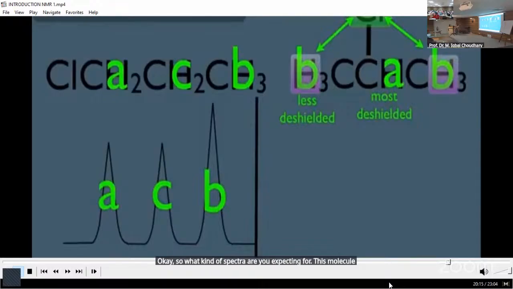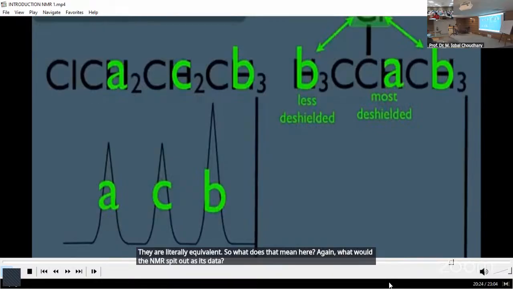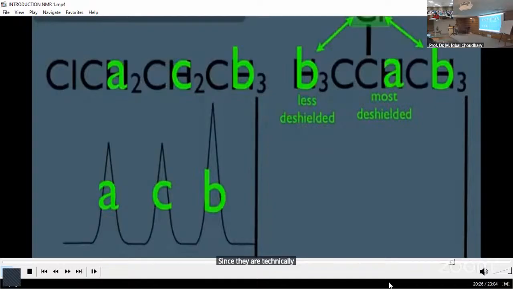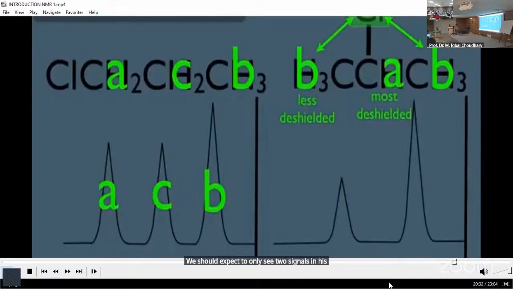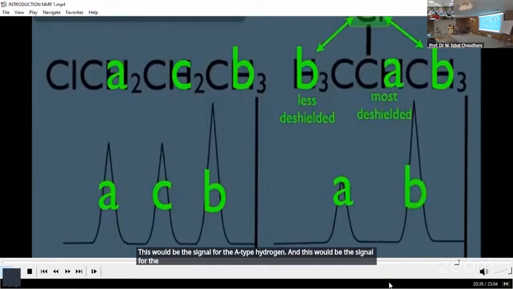Okay, so what kind of spectra are you expecting for this molecule? 2 signals. One small one. Good. Because of the same chemical environment of those H3. They are literally equivalent. So what does that mean here? Again, what would the NMR spit out as its data? Since there are technically 2 types of hydrogens in this molecule, A and B, we should expect to only see 2 signals in his HNMR spectra. This would be the signal for the A-type hydrogen, and this would be the signal for the B-type hydrogens.